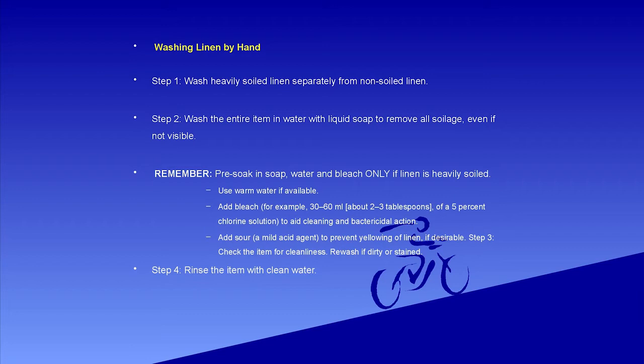There are some steps for hand washing of linen. Step 1 is to wash heavily soiled linen separately from non-soiled linen. Then wash the entire item with water and liquid soap to remove the spillage and debris from the linen. Then pre-soak in the soap water, and bleach only linen that is heavily soiled in a freshly prepared 1% hypochlorite solution. It must be kept for about half an hour for disinfection. Then it can be taken out of the solution and washed as regular linen.